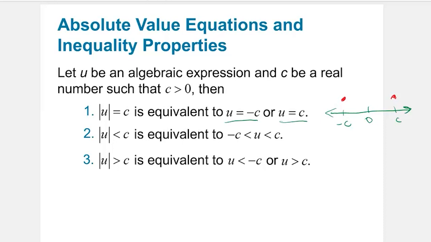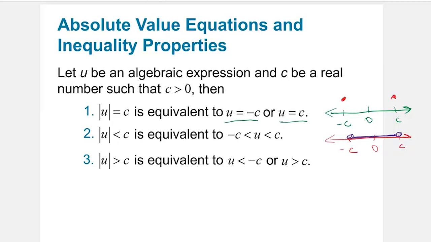If the absolute value of U is less than C, well, here's 0, and here's C, and here's negative C. When we say less than, we're not including the endpoints, remember? So we're not including either one of these endpoints, so we have open circles. And since it's smaller than C, it has to lie between these two values.